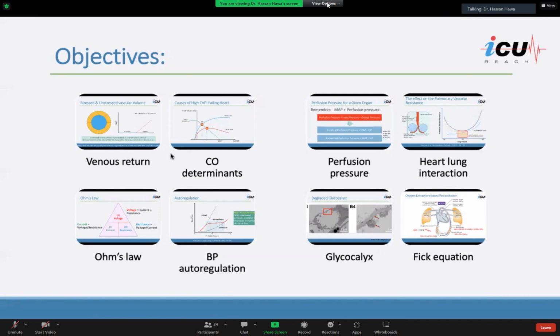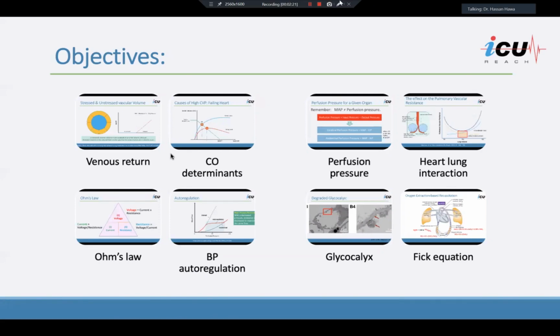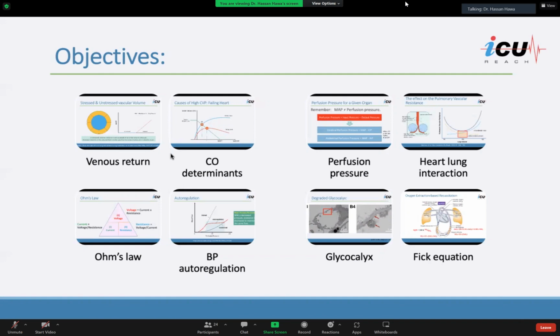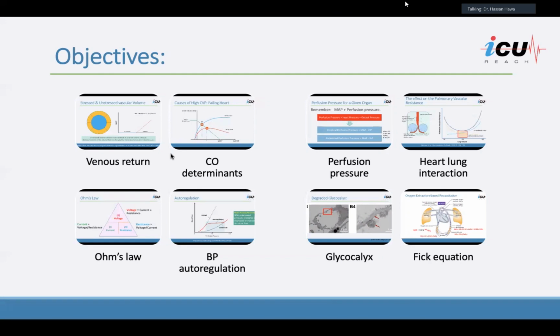So we'll talk a little bit about the venous return, then the cardiac output determinants. We'll do some physics, if you like, and the utilization of Ohm's law in hemodynamics, then the principle of blood pressure autoregulation, and what we mean by perfusion and pressure when we say perfusion pressure, and how the heart and the lung interact, and how we can utilize this heart-lung interaction to develop some of the monitoring devices that we have. And I will end up with a few slides on the glycocalyx and its importance in shock patients.